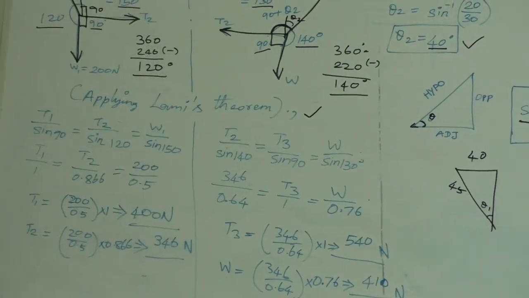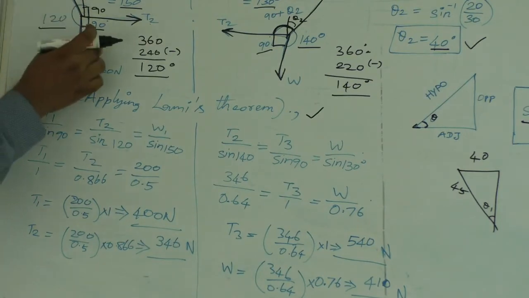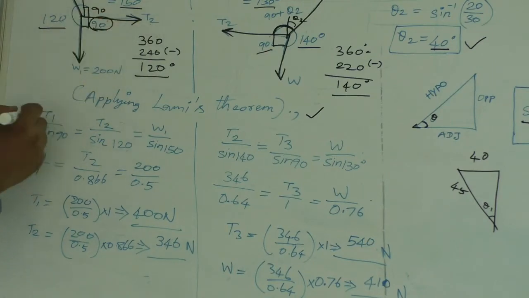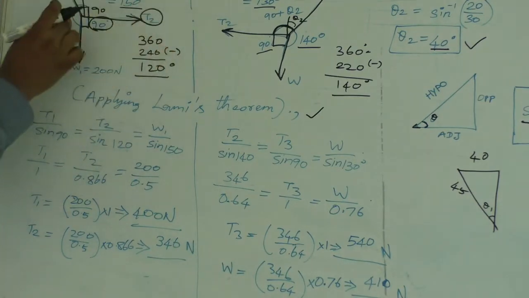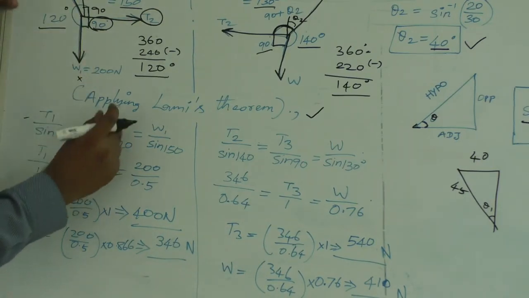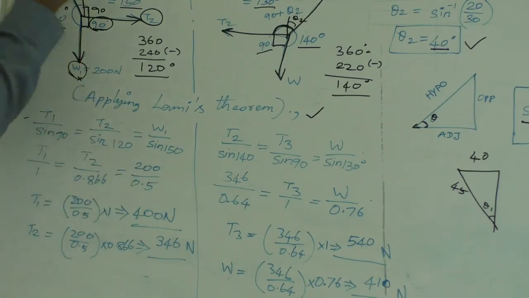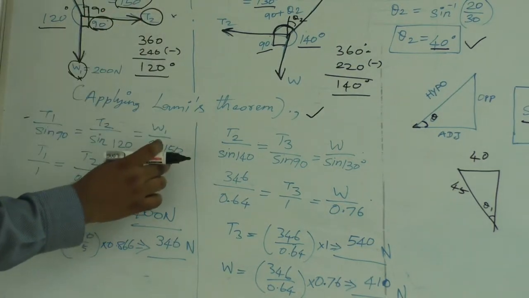How to apply Lami's theorem? Considering the first block, for T1, the opposite angular distance is 90 degrees. So T1 divided by sine 90. After that, T2: the opposite angle of T2 is between T1 and W1, which is 120 degrees. So T2 divided by sine 120. After that, W1 divided by sine of the angle between T1 and T2, which is 150 degrees. So that is W1 divided by sine 150.